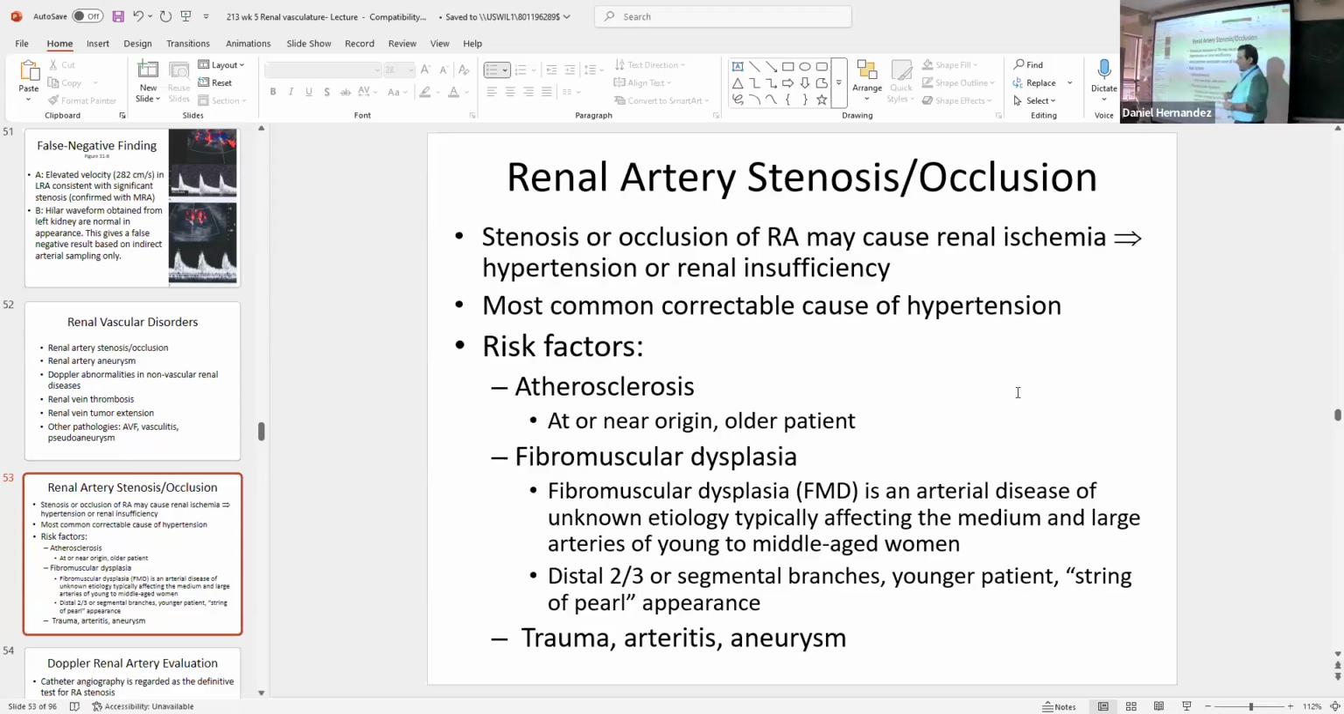FMD causes the vessel to have what's referred to as that string of pearls or string of beads. So anytime you see any boards questions or anything referring to string of pearls, string of beads appearance, so automatically FMD, young, females. So this could be a primary cause of renal artery stenosis. Other additional causes could be trauma to the vessels, arteritis, or aneurysm of the vessel.